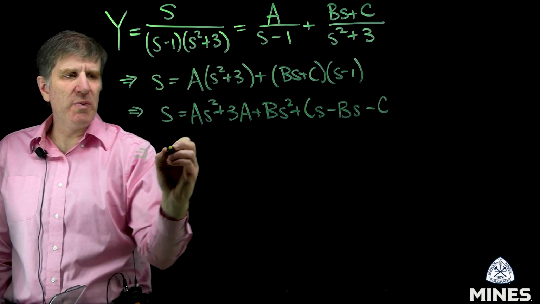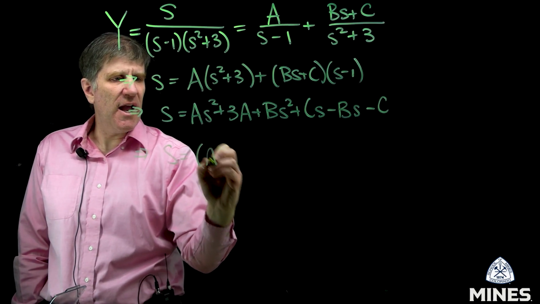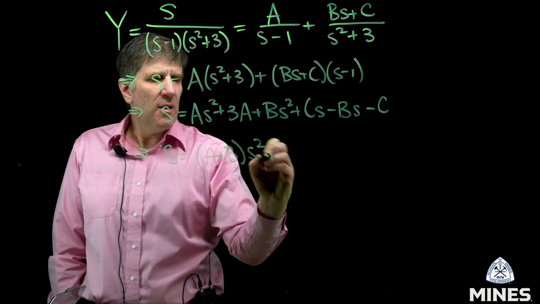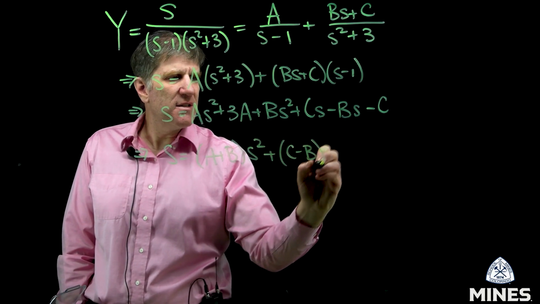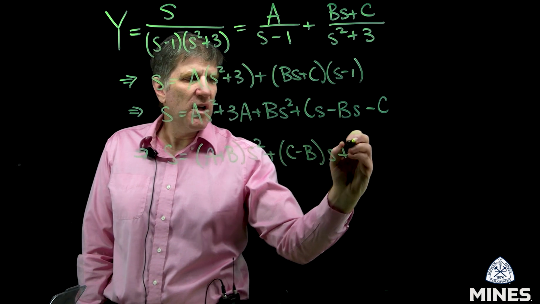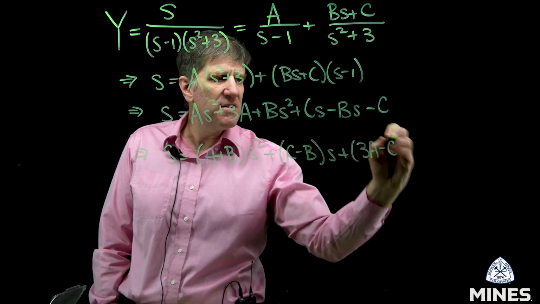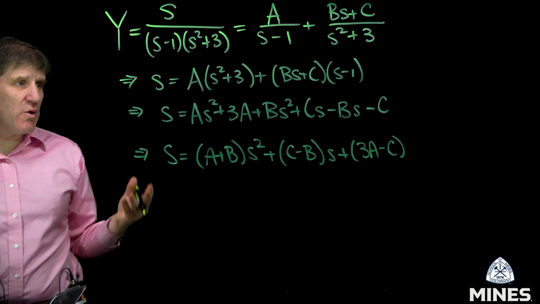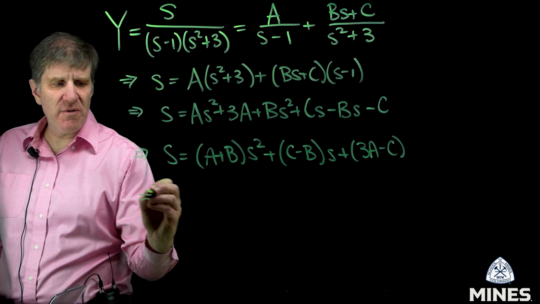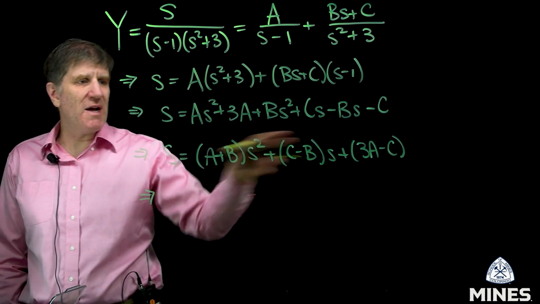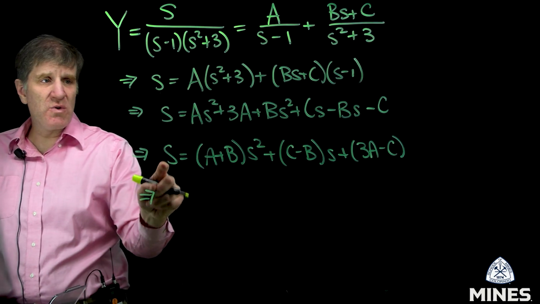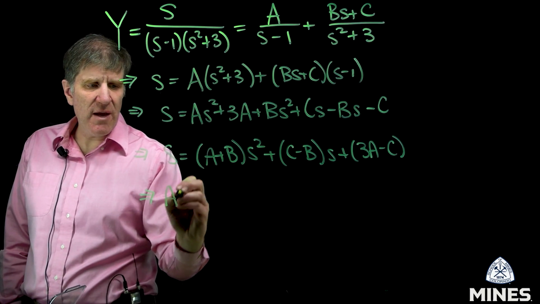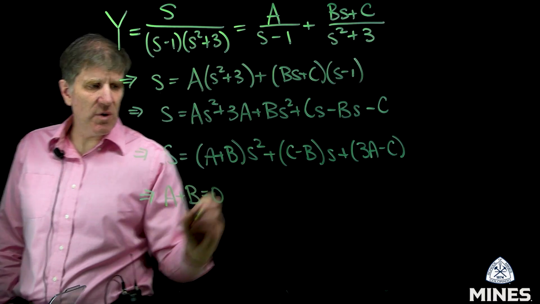And finally, grouping the like powers, that looks like a plus b times s squared plus c minus b times s plus 3a minus c. And that all has to equal s. So now that the powers are grouped, we can create a system of equations and unknowns based on matching coefficients. There's no s squared on the left and a plus b s squared on the right. So I have a plus b is 0.